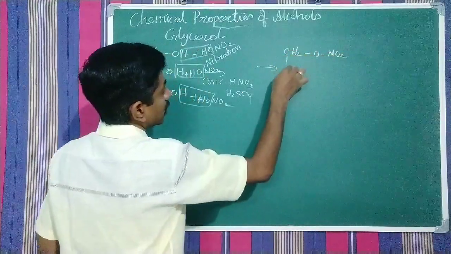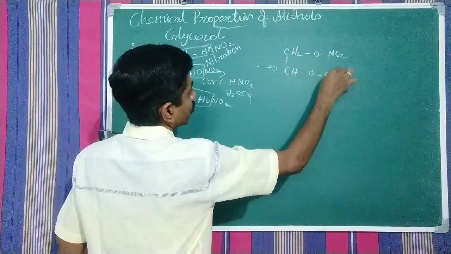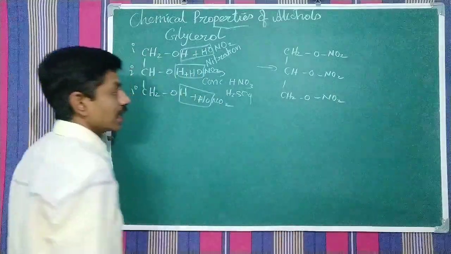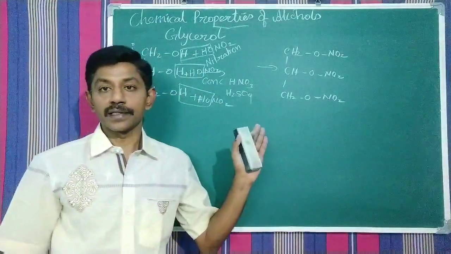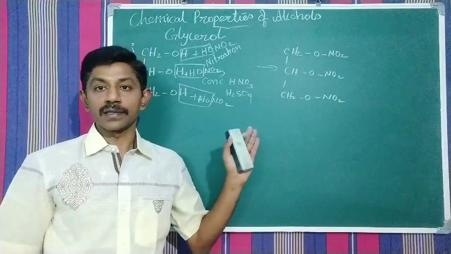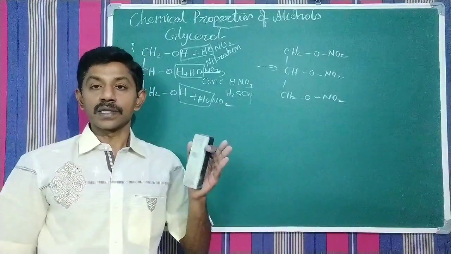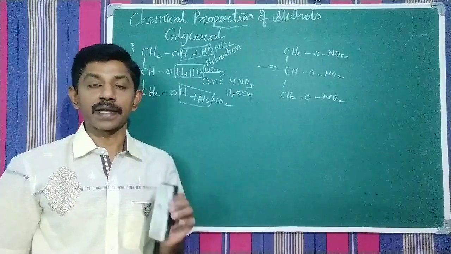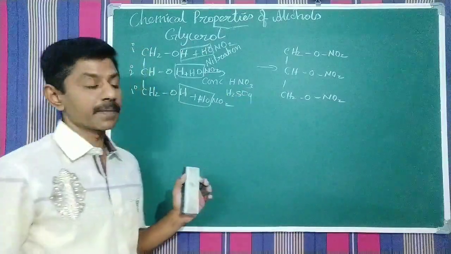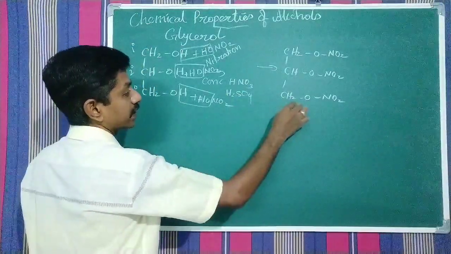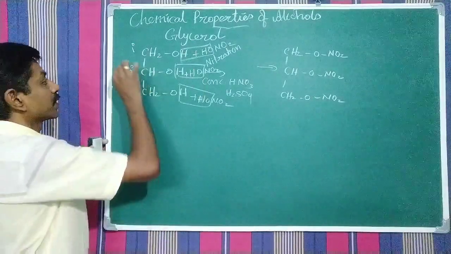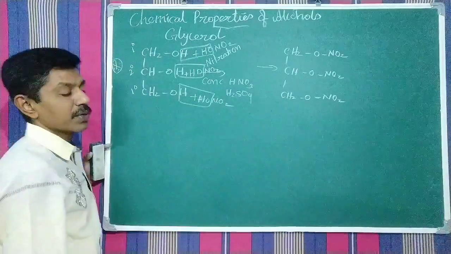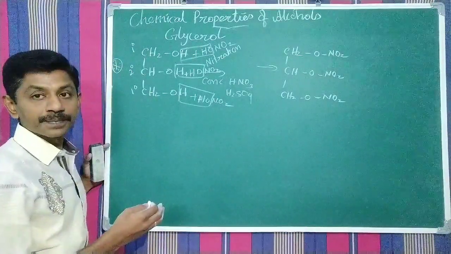CH2ONO2, CHONO2 and CH2ONO2. This is called glyceryl trinitrate or nitroglycerin, which can be used in the preparation of a very, very dangerous explosive called dynamite. And this is nitroglycerin, and glyceryl trinitrate, GTN also we can call. This is one of the important reactions. They may ask how will you prepare an explosive, or how will you prepare dynamite from glycerol.